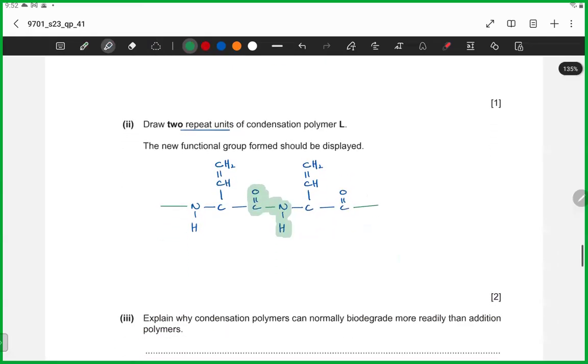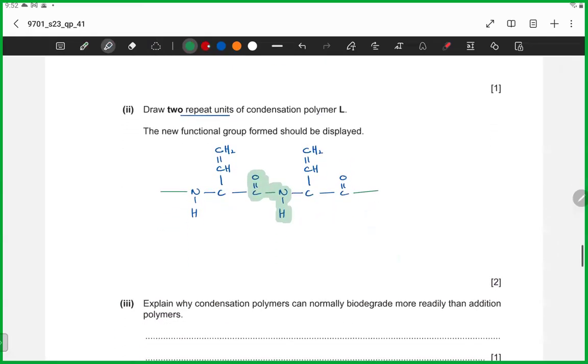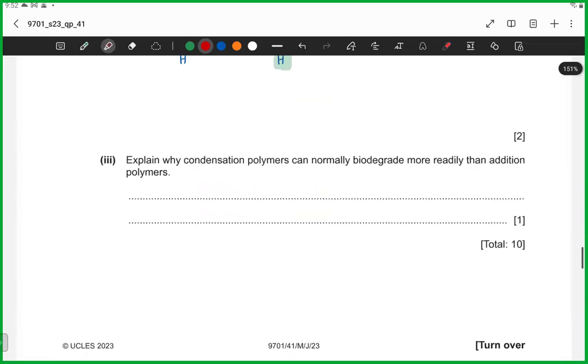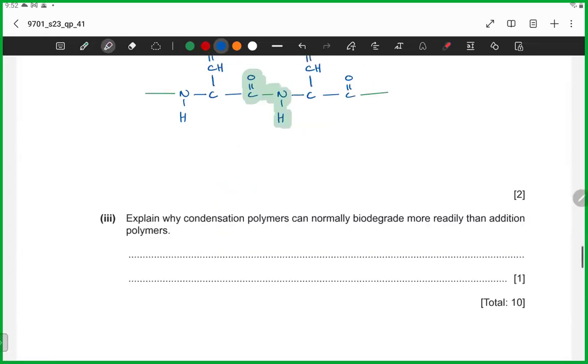Okay, is this clear? Yes, sir. So last, explain why condensation polymers can get hydrolyzed. Water can add and break them. They can get hydrolyzed. No, but why? That's the question. Why does that happen?